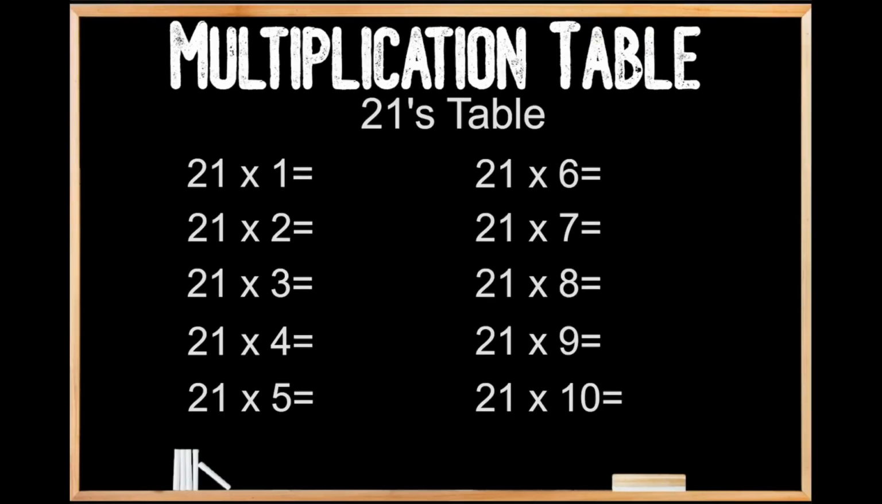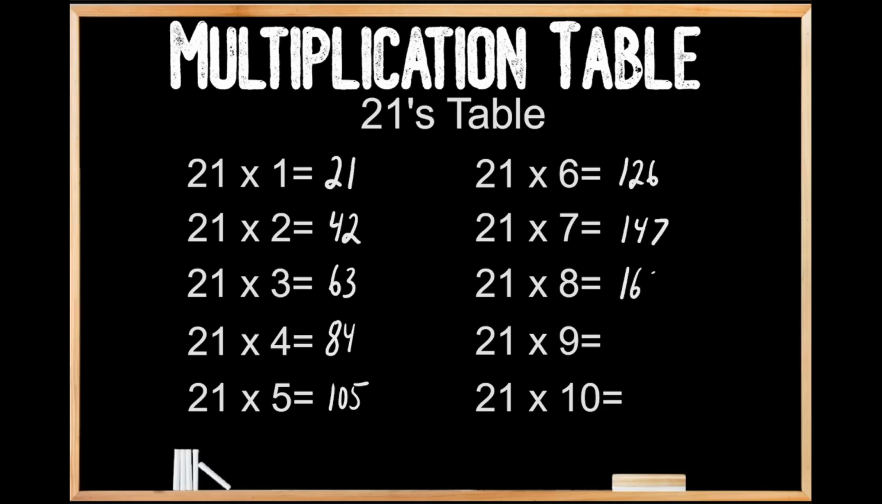21's table. 21 times 1 is 21. 21 times 2 is 42. 21 times 3 is 63. 21 times 4 is 84. 21 times 5 is 105. 21 times 6 is 126. 21 times 7 is 147. 21 times 8 is 168. 21 times 9 is 189. And 21 times 10 is 210.